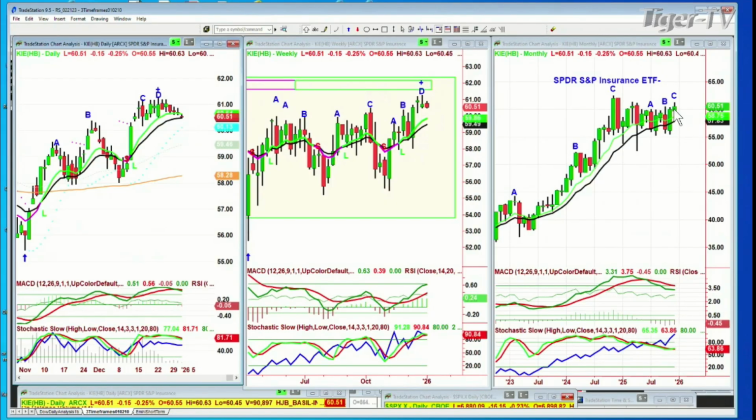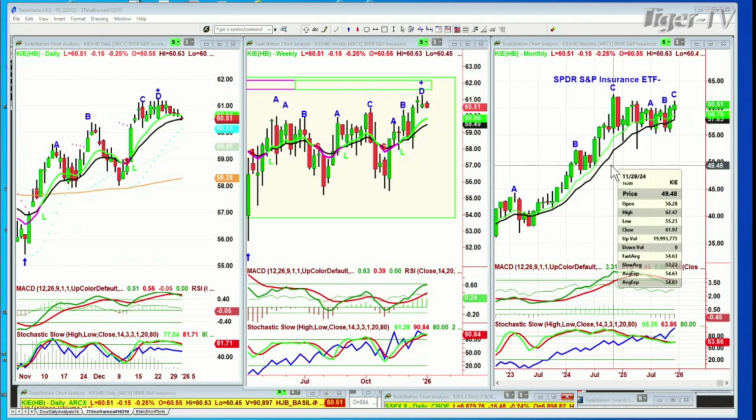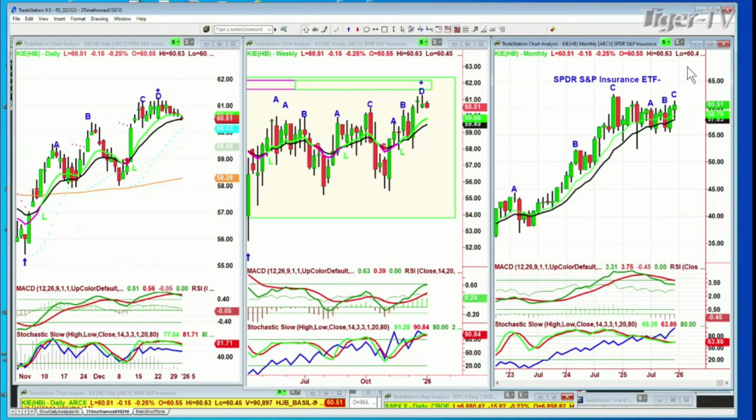But in the meantime, if the SPDR S&P Insurance ETF goes over 62.47, 1 penny above it, that'll be D, and that'll be really important. It's got almost like an overlapping wave. I like that. So the insurance area has been very good. It's only pulling back. It's really a mini digestive moment right now. I like that. What was the other one?